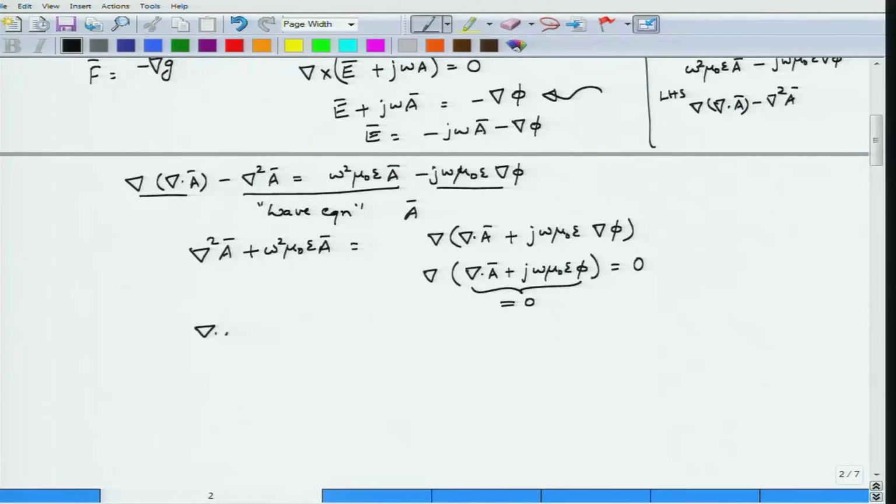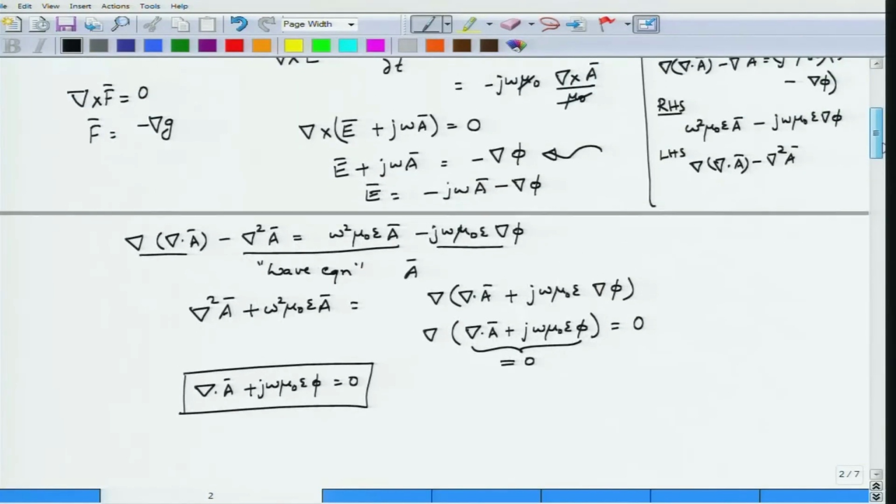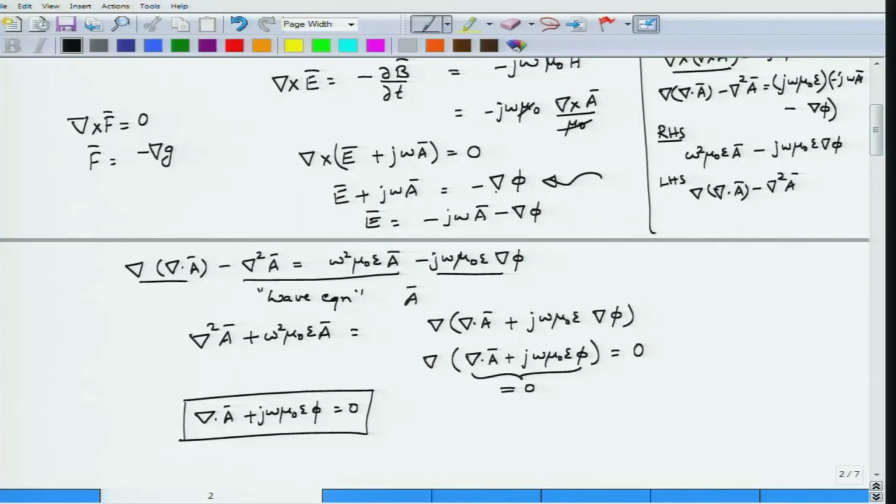So, I have del dot A plus j omega mu 0 epsilon phi equal to 0, which gives me a relationship between A and phi itself. I already have defined phi. The defining equation for phi is to say minus gradient of phi is equal to E plus j omega A, but now I also have a nice relationship for del dot A and phi.